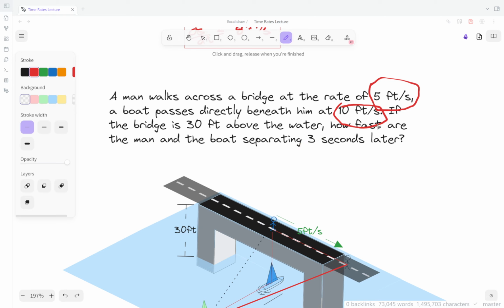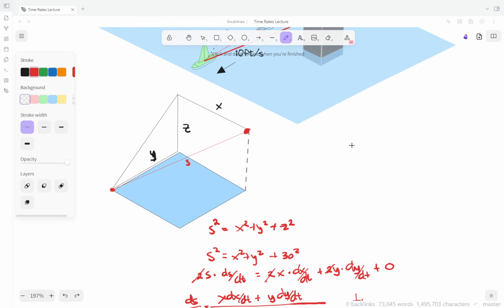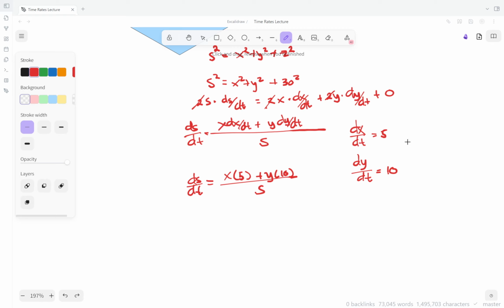So after 3 seconds, you're going to measure the rate. If you want to measure that rate, then all I have to do is find out x and y and s after 3 seconds. And that's not really a hard thing to do because you already have the rate of x and the rate of y. So if you want to find x, same thing as we did with the previous example, you take the speed of the person and multiply it with time.